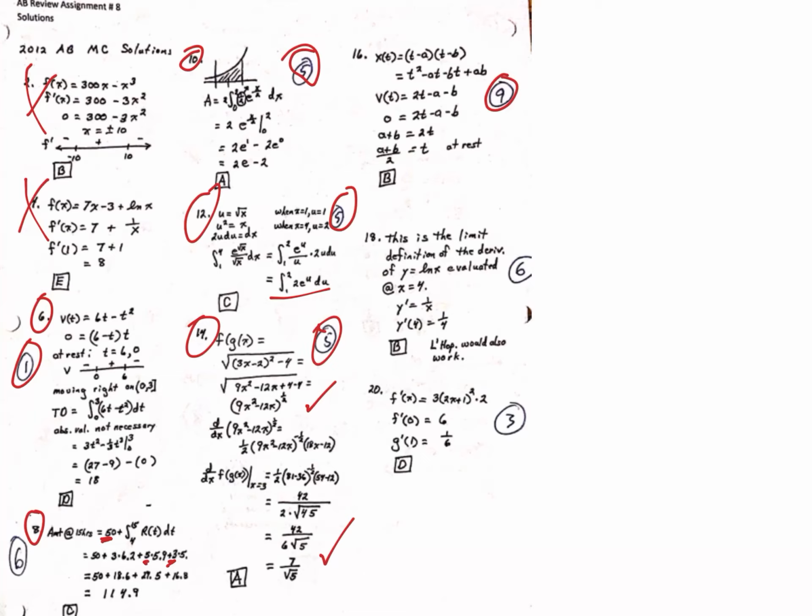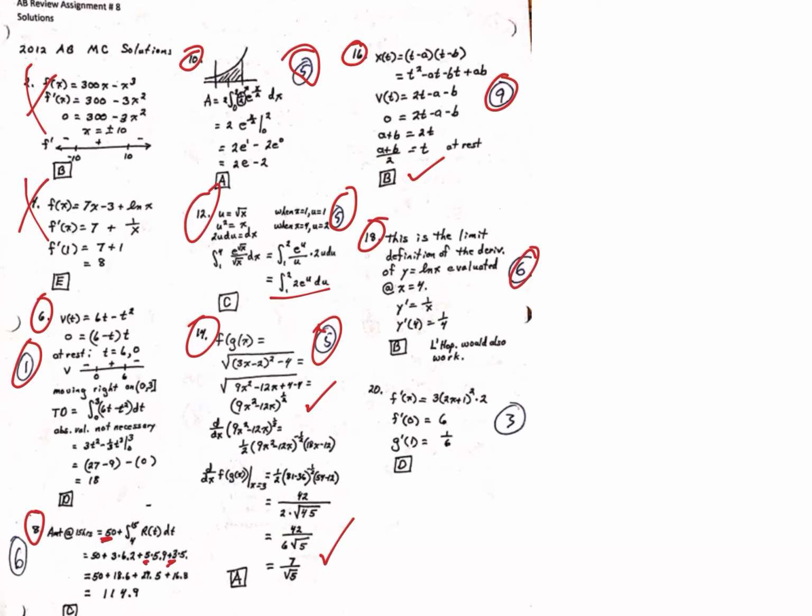From there, 16 was a big one. That had 9 people. So ultimately we're asked, when's the particle at rest? And so that would be looking at when the derivative of the position function equals 0. So I would expand the t minus a, t minus b, take the derivative, set equal to 0, and then find that t would need to equal a plus b over 2 to be at rest. Let's see, 18 had 6 people asking about it.